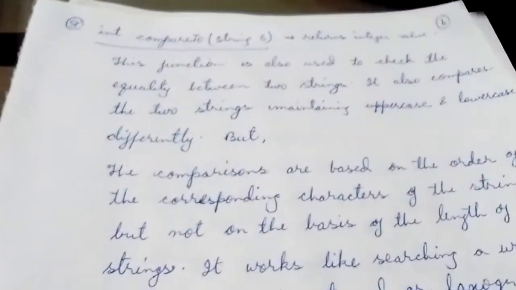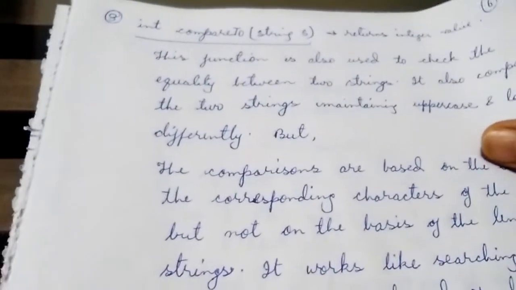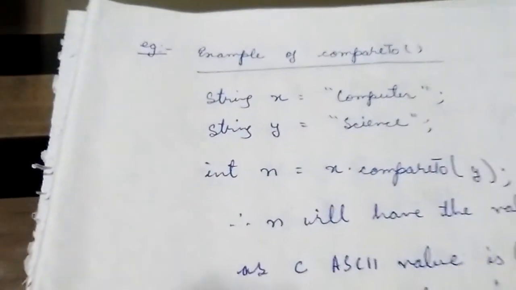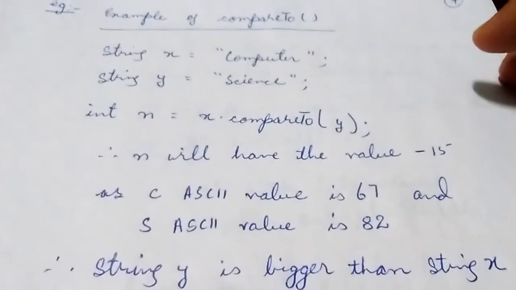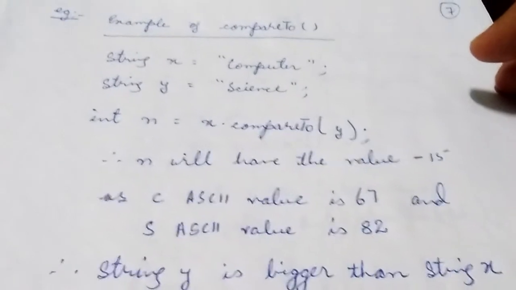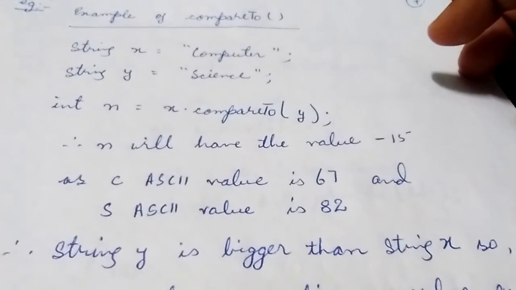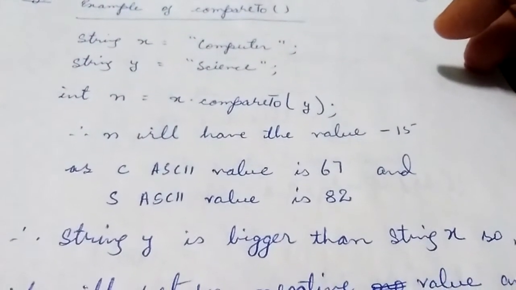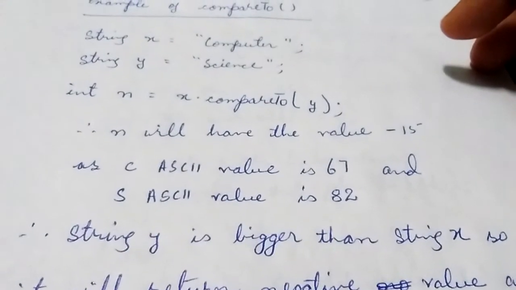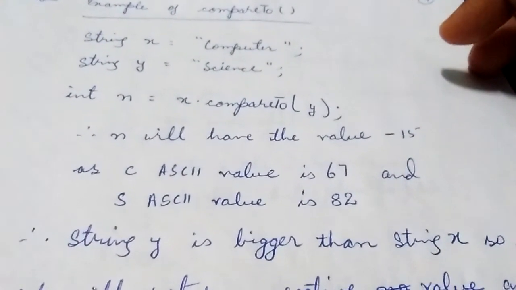It is very important to understand compareTo, because it is asked in the exam: state the difference between equals and compareTo. So let us see an example of compareTo. String x equals computer and string y equals science. So if we write int n equals x.compareTo(y), then it will return the n value as minus 15. How? As C's ASCII value is 67 and S's ASCII value is 82.